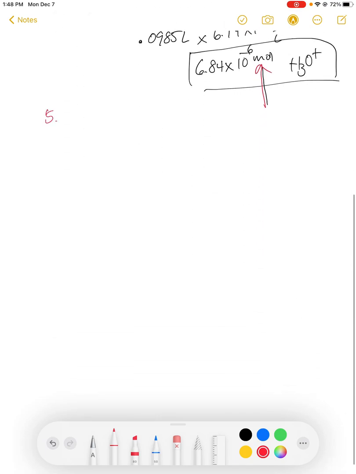Number 5, a little more involved. And in number 5, you have a salt solution. Okay, now, if you don't know what that means, and if you don't know how to calculate whether it's an acid or base solution, then you might want to go back to one of those videos in the modules. So let's just look at this.